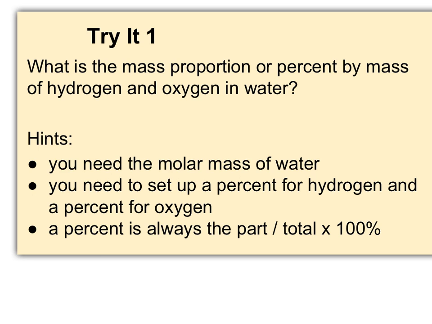And you'll need to set up a percentage for hydrogen and a percent for oxygen. And remember, whenever you're finding a percent, which we do a lot in chemistry, it's always the part you're interested in divided by the total times 100%. And all your parts should add up to 100%, or within a few hundredths of it.